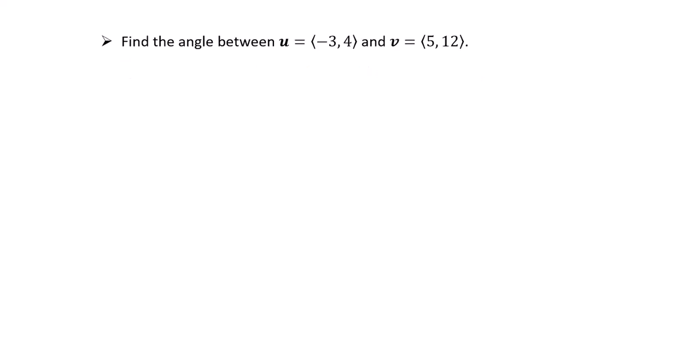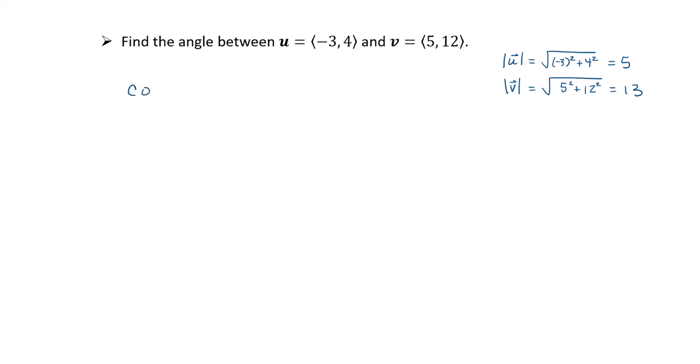Now let's find the angle between vectors u and v. The first thing that we'll do is find the magnitude of those two vectors. The magnitude of u is going to be the square root of negative 3 squared plus 4 squared, which is 5. And the magnitude of vector v is going to be equal to the square root of 5 squared plus 12 squared, which is 13.